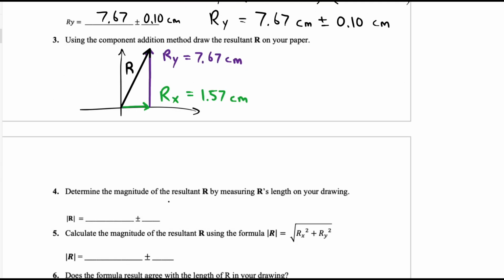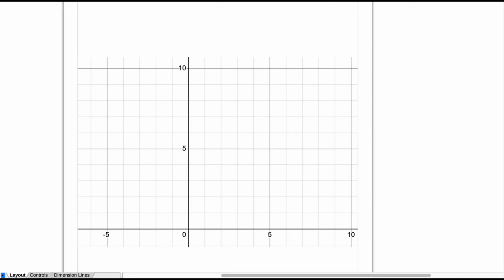It now says to measure the magnitude, which is the length of the vector R which I had drawn. I'm doing this on my own separate paper. Okay, so first I'll draw my vector Rx, and that needs to have a width of 1.57. Then I'll draw my vector Ry, which has to have a height of 7.67. Then I'll draw the resultant, which points from the origin to the tip of my Ry.